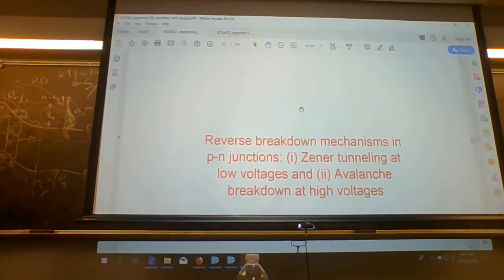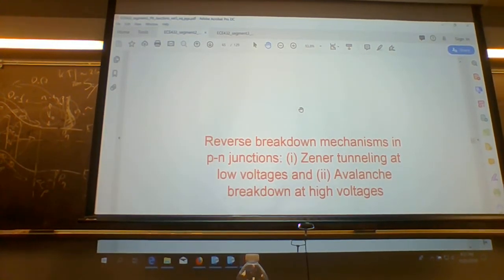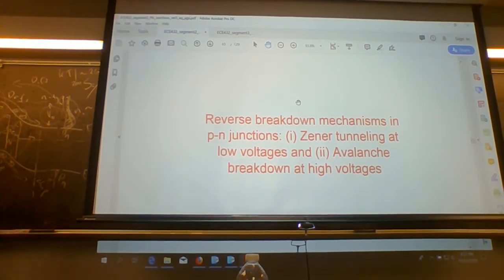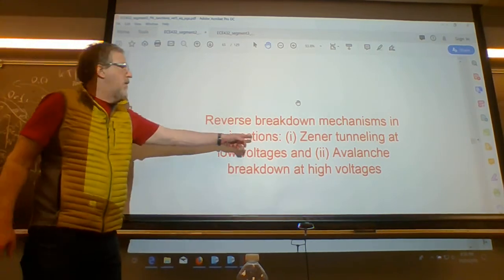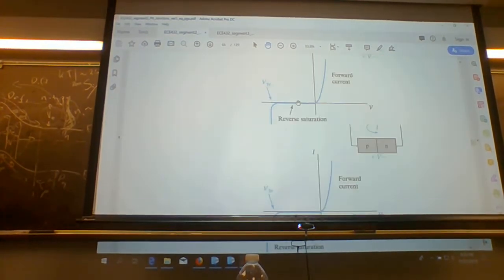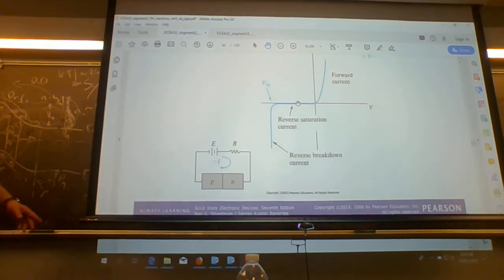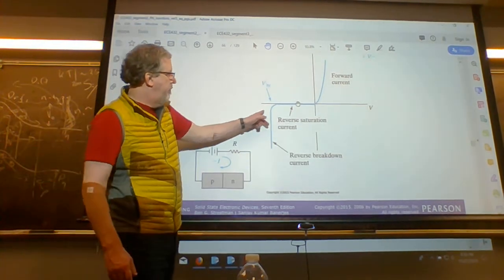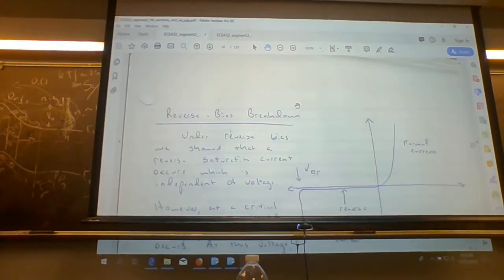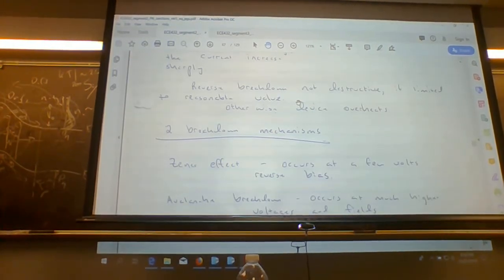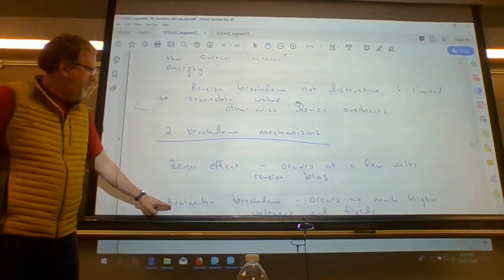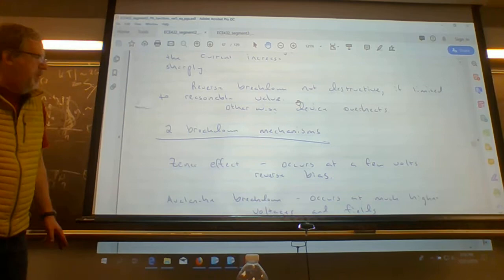So then, and we'll get back to that a little bit later, but the reverse breakdown mechanisms, they're twofold, right? One is the Zener. So at some point, we get a reverse breakdown, boom, and one is going to be due to Zener tunneling, which occurs at a few volts, and if it doesn't happen right away, then it's going to be an avalanche.